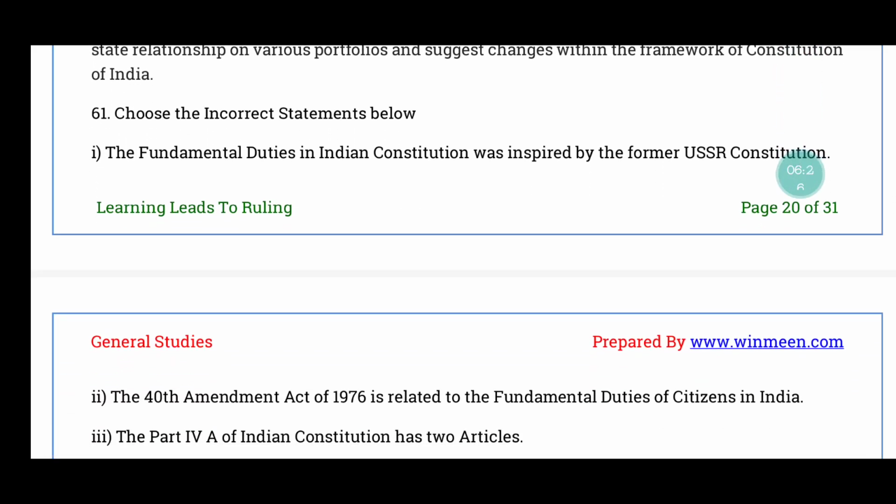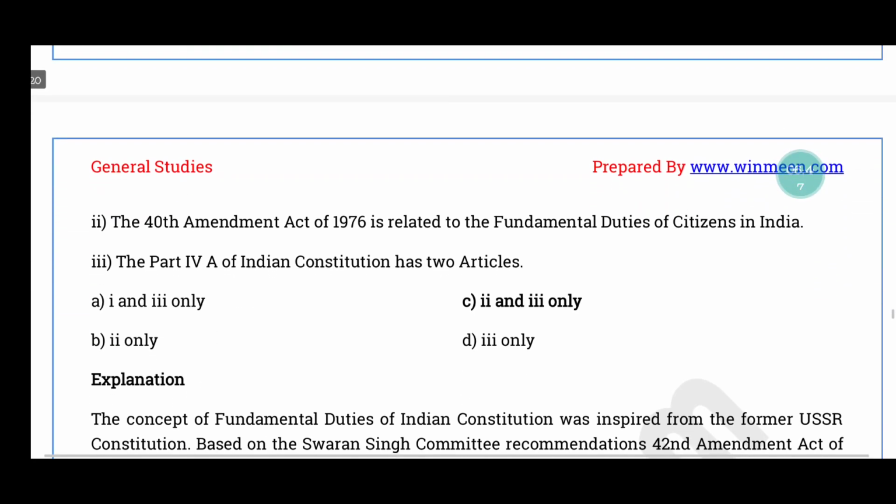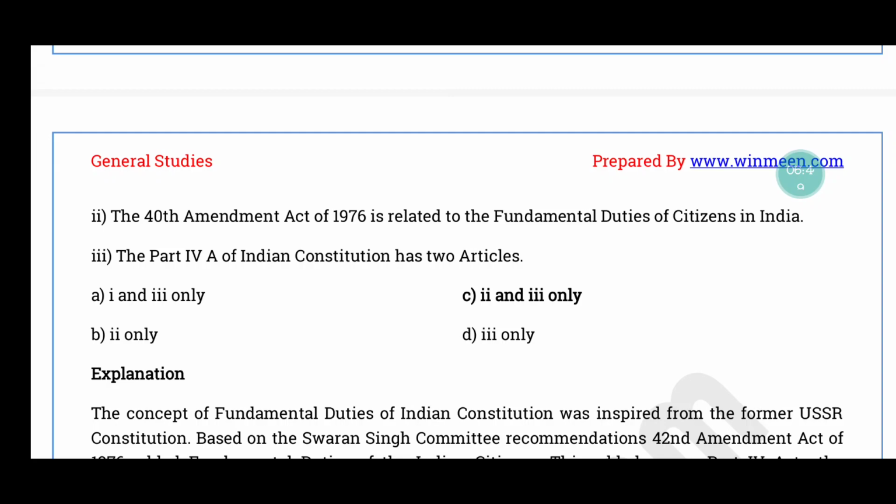Question number 61. Choose the incorrect statements below. The fundamental duties in Indian Constitution was inspired by the former USSR Constitution. The 40th Amendment Act of 1976 is related to the fundamental duties of citizens in India. Part 4A of Indian Constitution has 2 articles. The correct answer is option C, statements 2 and 3.